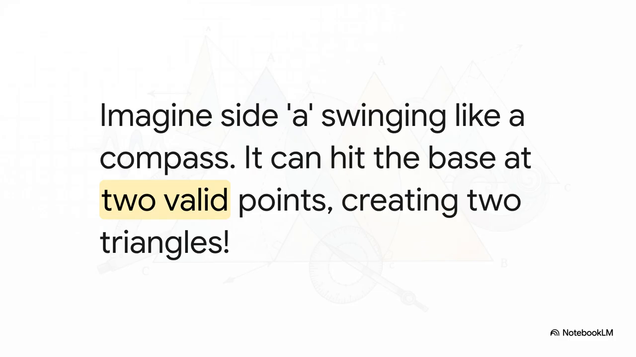So how can you possibly get 2 triangles? Well, try to picture side A as if it's attached by a hinge. It can swing back and forth, kind of like the arm of a compass. If that side is just the right length, it can actually connect with the base at 2 different points, creating 2 totally valid triangles, one that's acute and another that's obtuse.